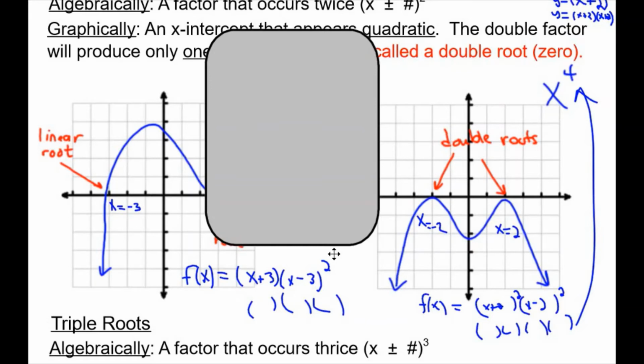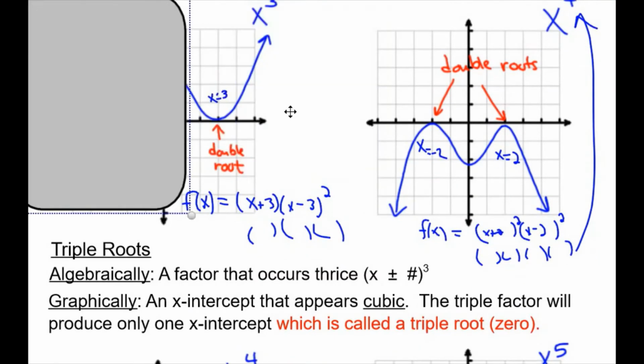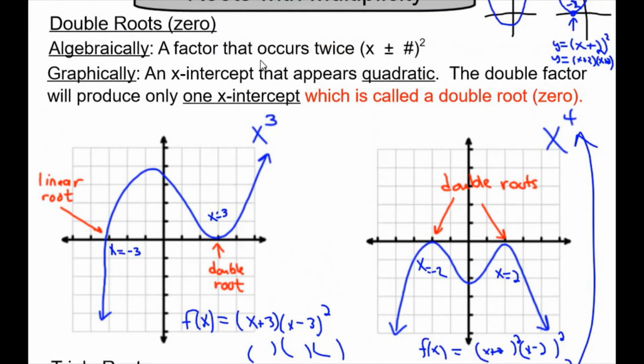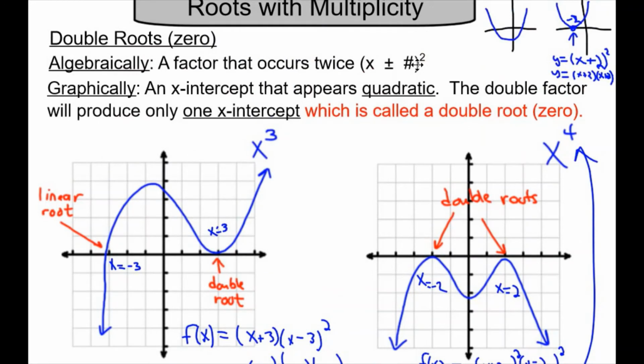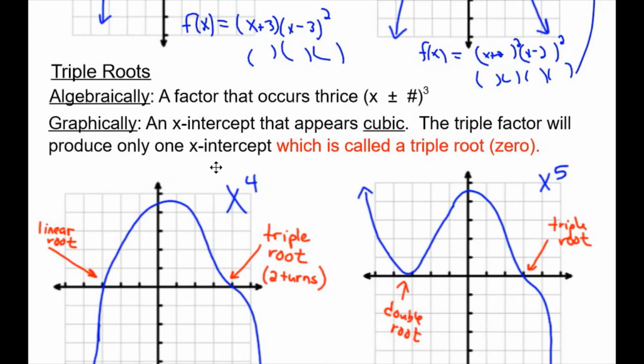And in fact, this concept can go beyond looking like a quadratic. It can also look like a cubic function, and that would be called a triple root. So a triple root, same idea. It's a factor that occurs, and I thought I was being funny here because I said a factor that occurs twice, a factor that occurs thrice. That is a real word. It means it happens 3 times. And it would simply be x plus or minus a number cubed, as opposed to x plus or minus a number squared. And the x-intercept would appear cubic in this world, and it would be a triple factor that would only produce one x-intercept, called a triple root or a triple zero.